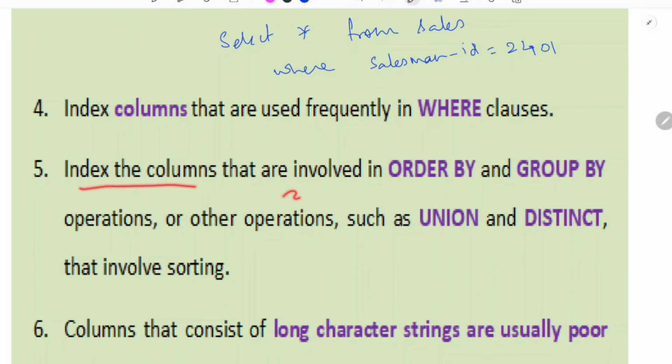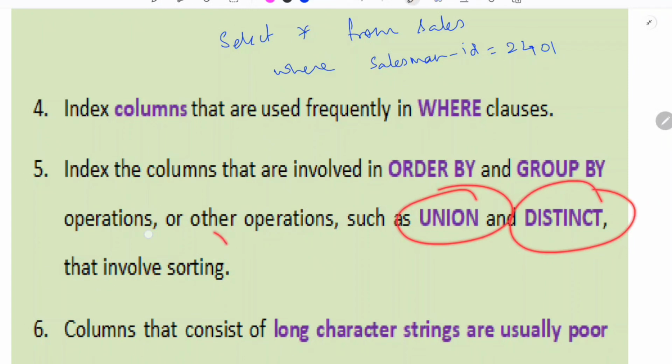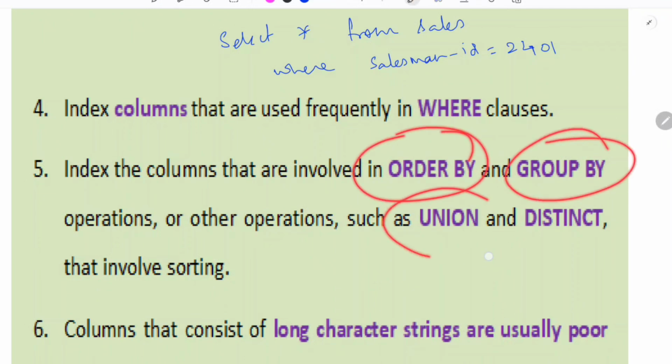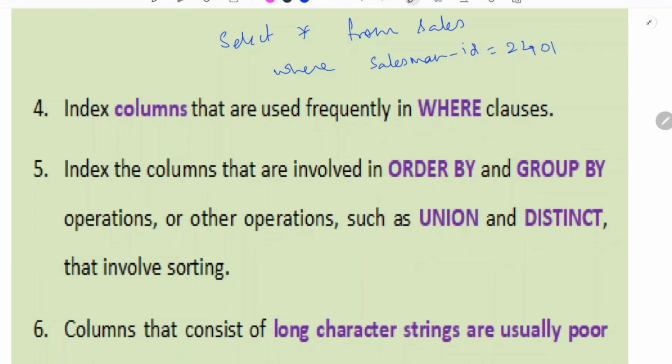Now the fifth one, index the columns that are involved in order by, group by, and some operations like union, distinct, etc. Why? Because these operations involve sorting, right? Already some data needs to be arranged either in ascending or descending. So if you make the index on these columns, because index tables are already sorted and these operations are also performing the sort, it will be helpful from the index itself, right? So we have to index the columns that are involved in these types of operations.